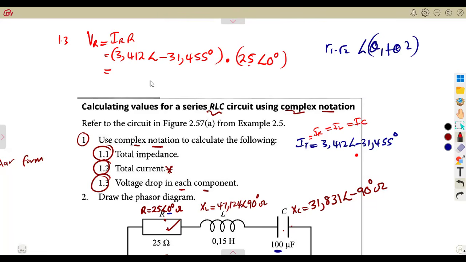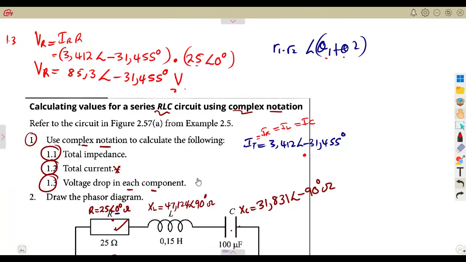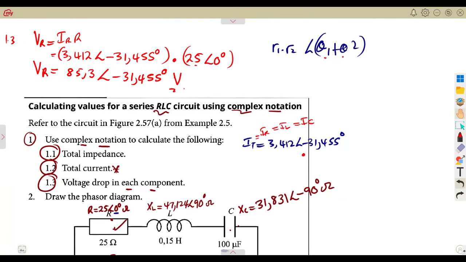Thus we obtain 85.3. For the angles you add theta 1 plus theta 2, so you add minus 31.455 plus 0, which gives us negative 31.455 degrees. That's the voltage across the resistor, having an angle there. Since we're not going to use any other calculations, there's no need to convert this to rectangular form. As you can see, there's just the phasor diagram, so just leave it like that.